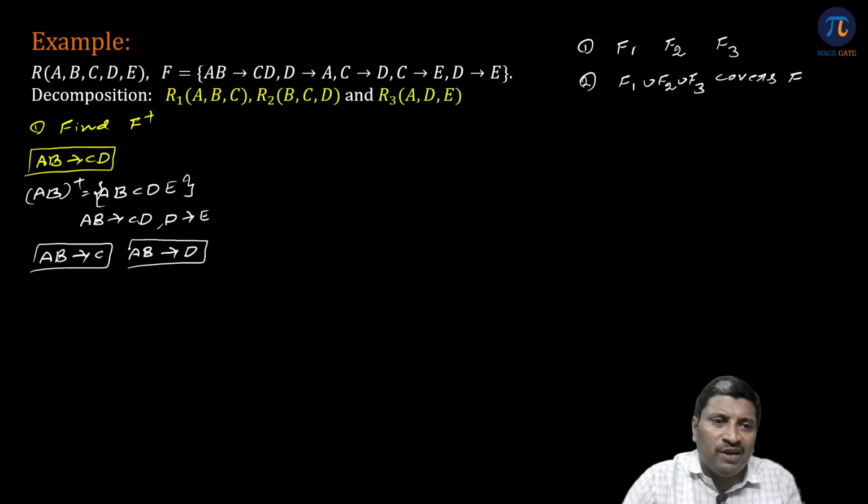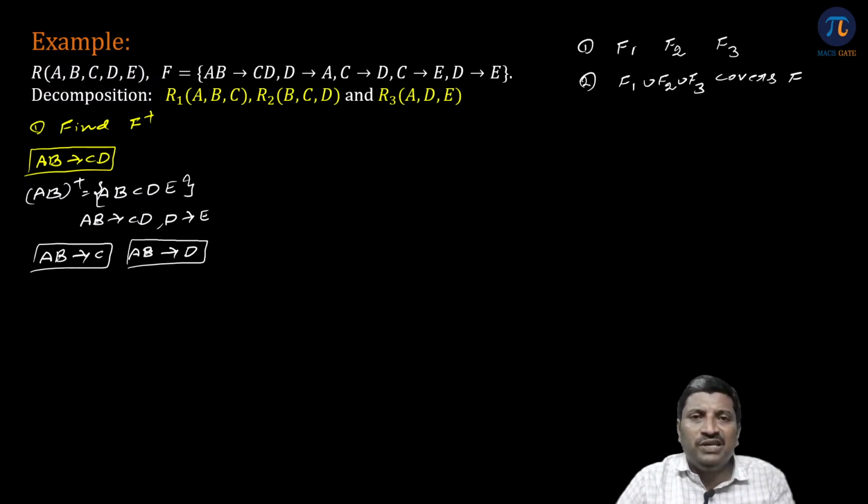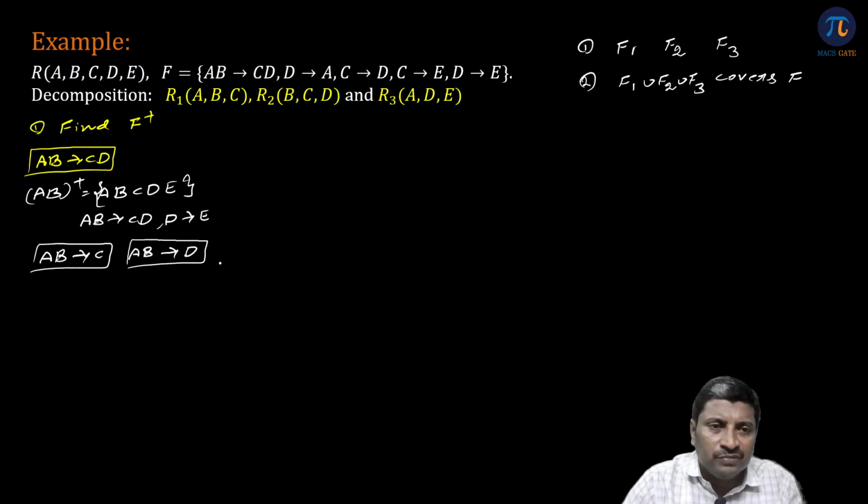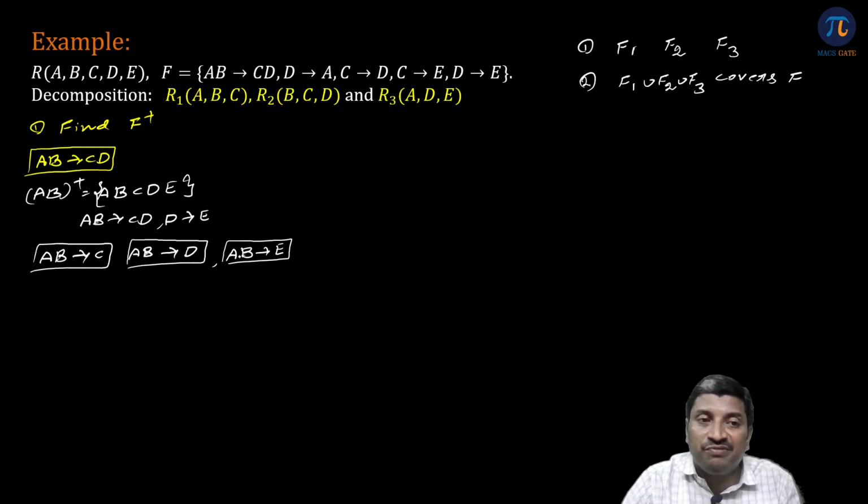If we have only one attribute on the RHS, then it will be easy for us to write clearly F1 union F2. Then AB implies E. We are not writing AB implies AB because it is trivial.